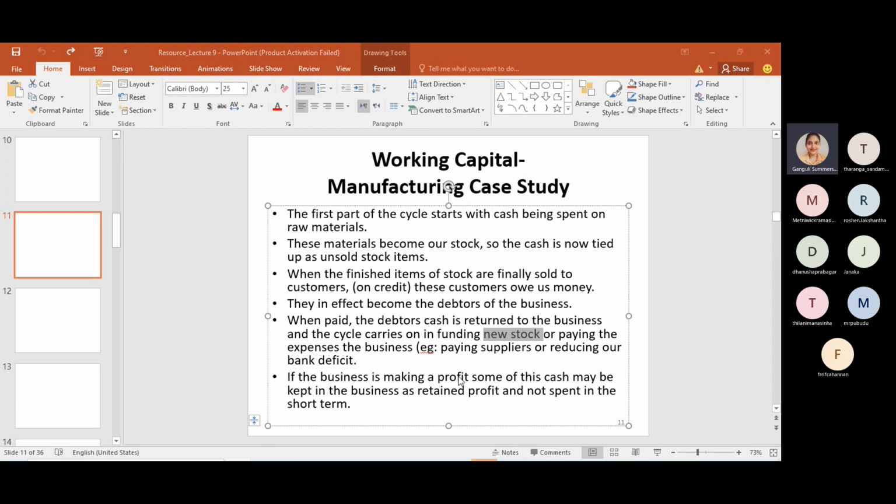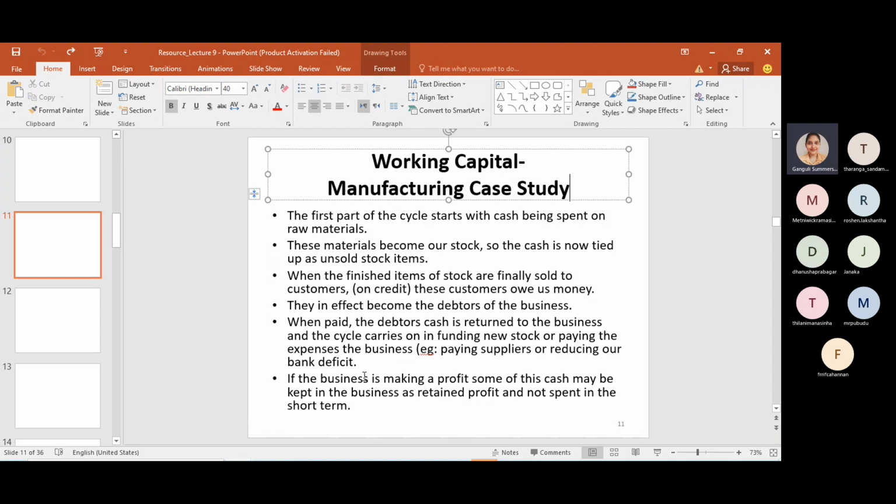Okay, so if the business is making a profit, some amount of this profit can be kept as retained profit as well. You will need some amount of this profit to settle your bills, but after settling all those bills, the remaining profit, or the retained profit, can be saved for later use. Without spending the retained profit immediately in the short term, you can save it for a long-term purpose. So this is how the working capital cycle happens in a manufacturing business.